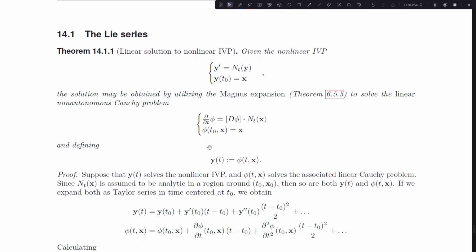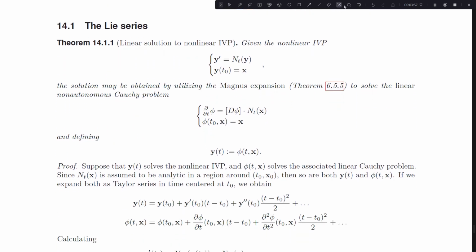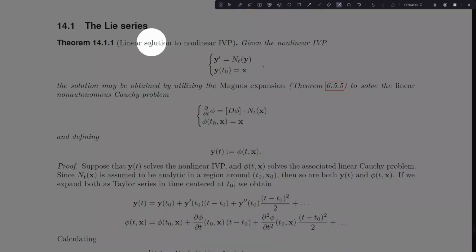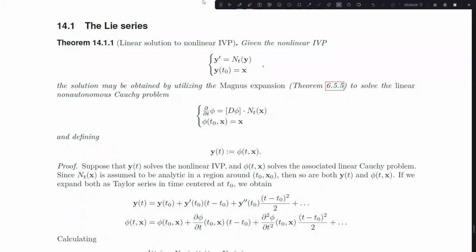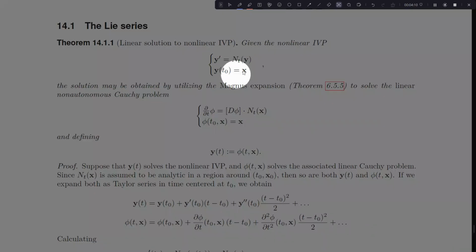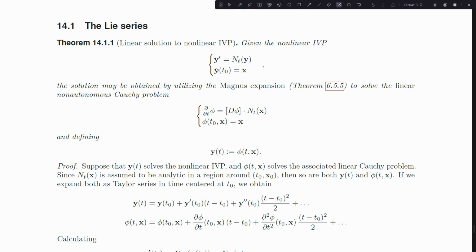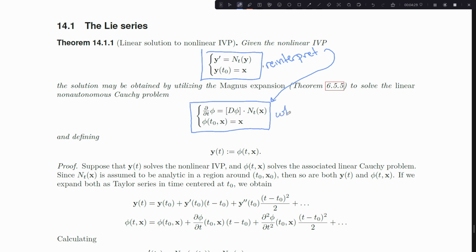So in 14.1, we have ourselves a theorem right away, which is a really, really elegant theorem. It says the linear solution to a nonlinear IVP. And that just seems like something that shouldn't be possible, but it is. The way this is going to work is that we're going to start with a nonlinear IVP, but we're going to reinterpret it in this setting, where now phi is a function of time, but it's also a function of our initial condition, the flow map.